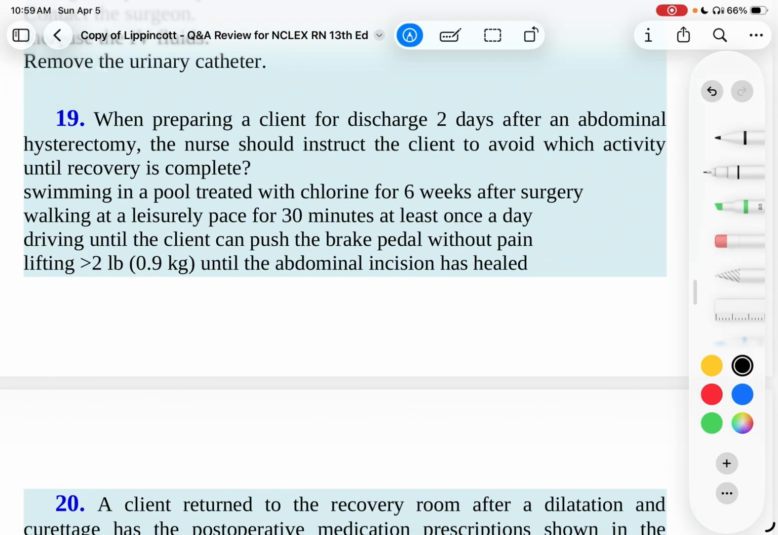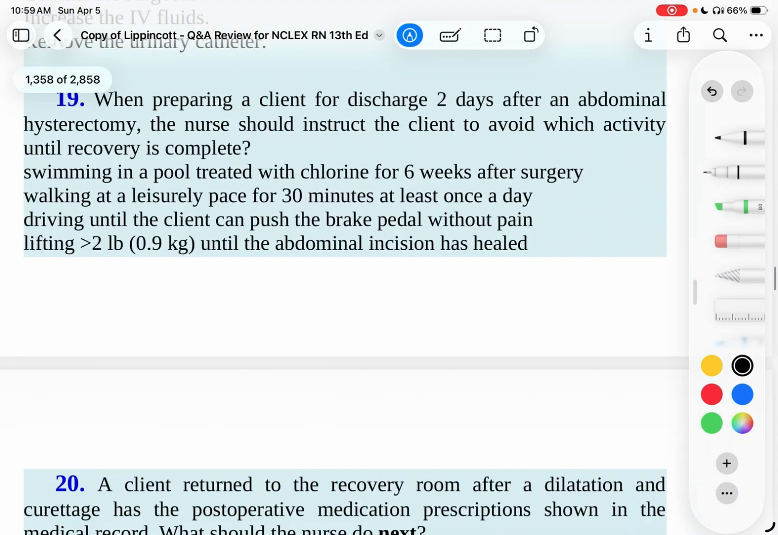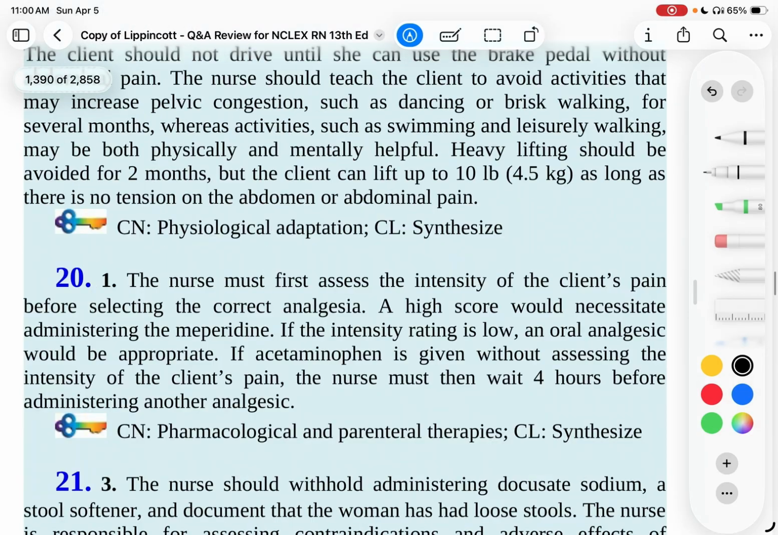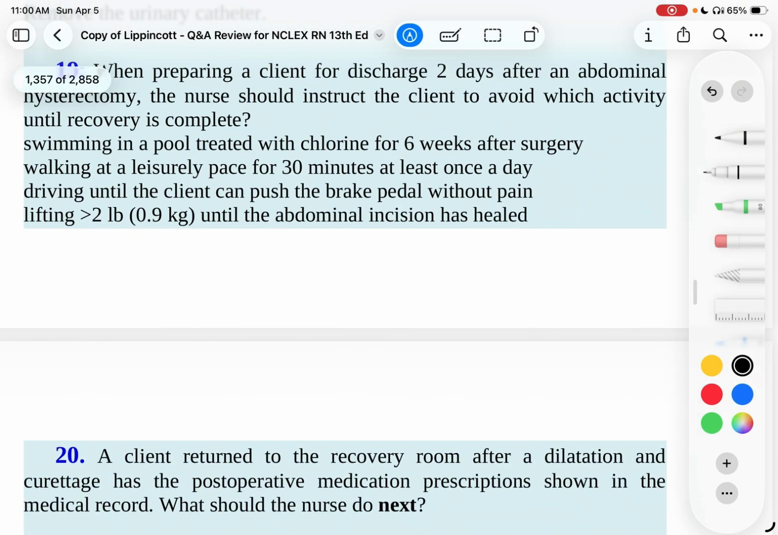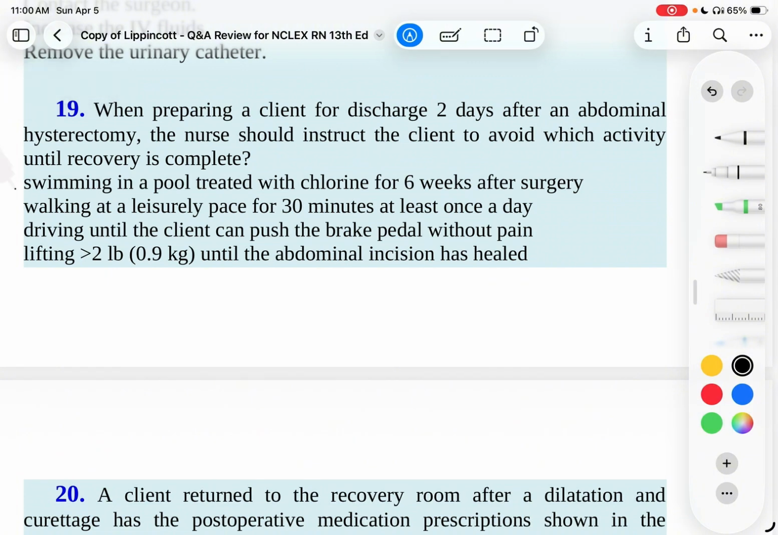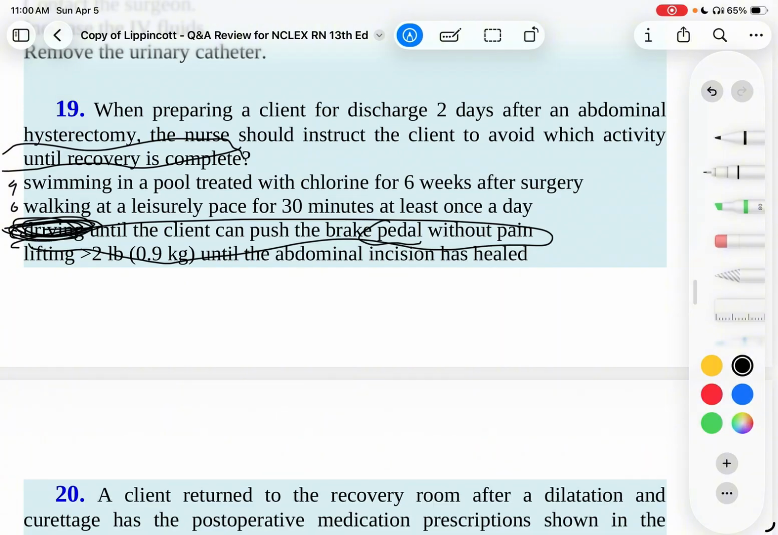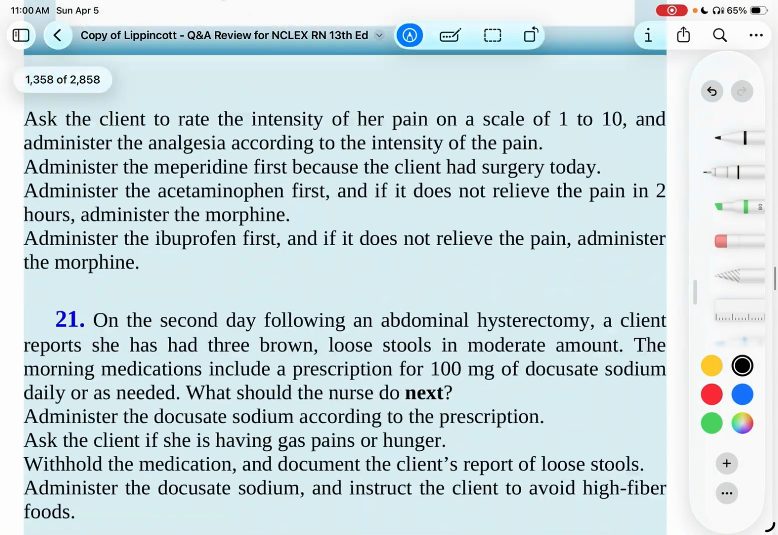The client should be prepared for what to expect after surgery. The nurse should instruct the client to avoid driving until the client can push the brake pedal without pain. So, you are not allowed to drive, guys. No driving.